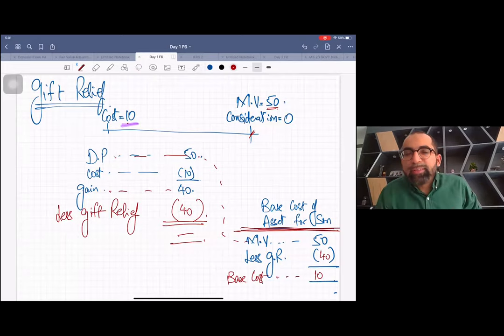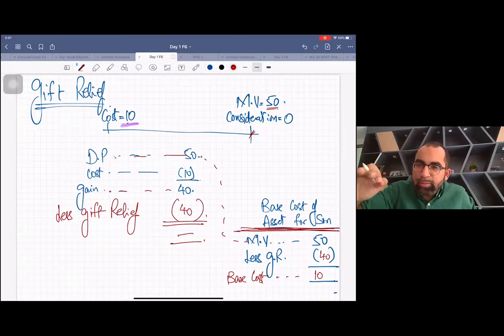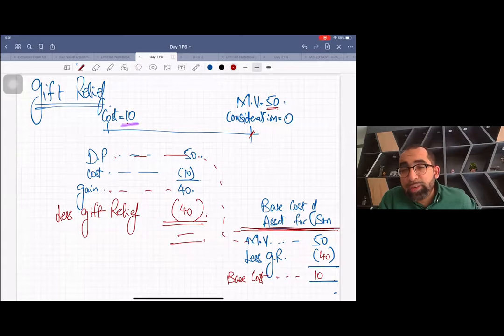Now just use your brain. When the base cost for son has been reduced, automatically the future gain of this transaction for the son will be increased. And this is what we call deferral. This is not a permanent forgiveness. This is just a deferral. Now, wait. As a student, you may ask, sir, why has the tax department given this relief?